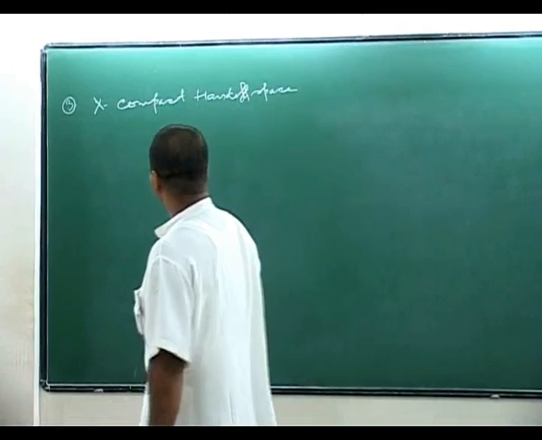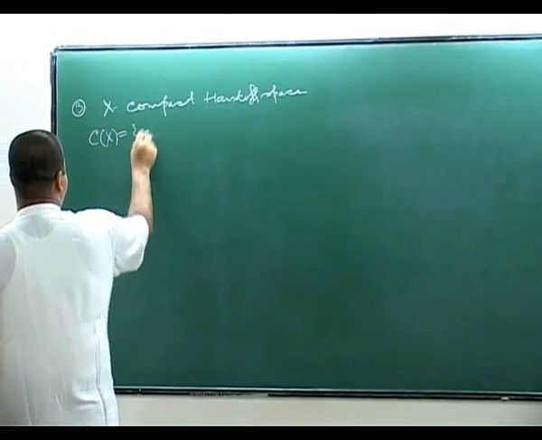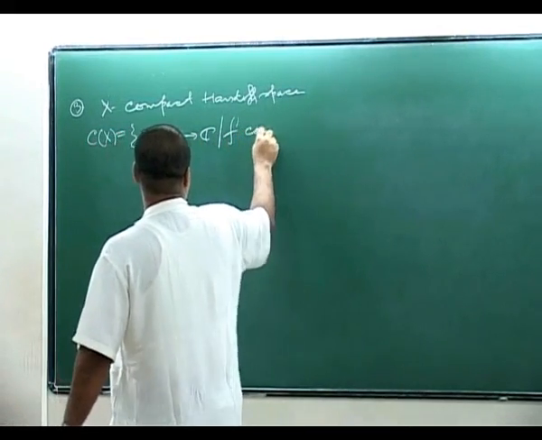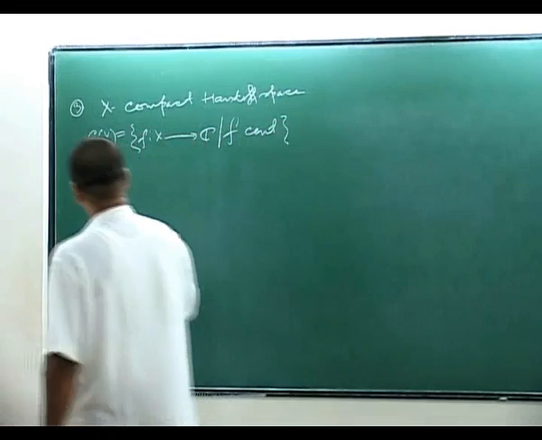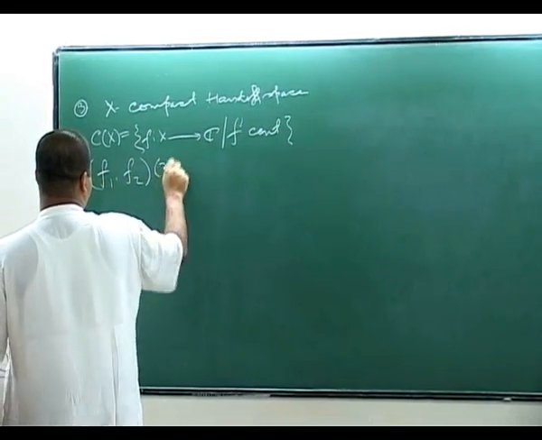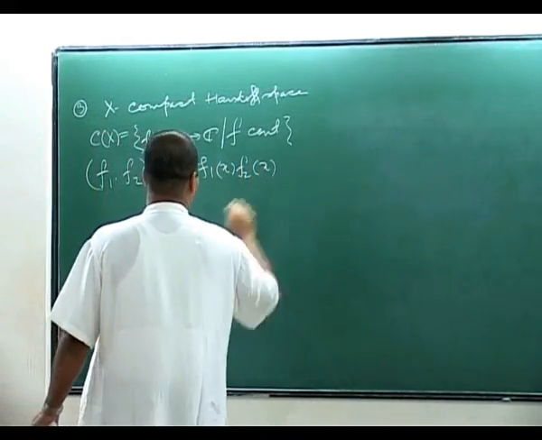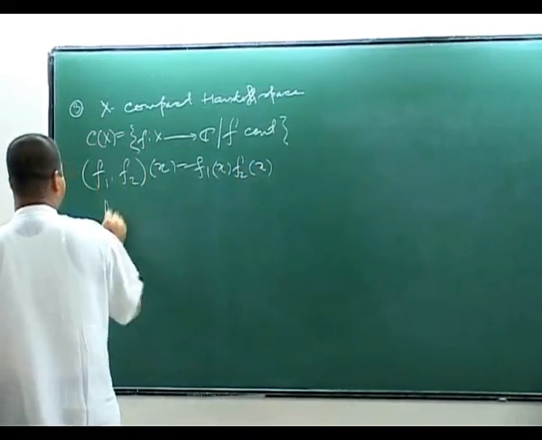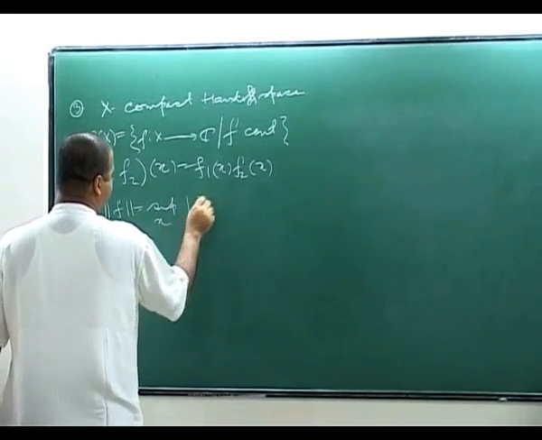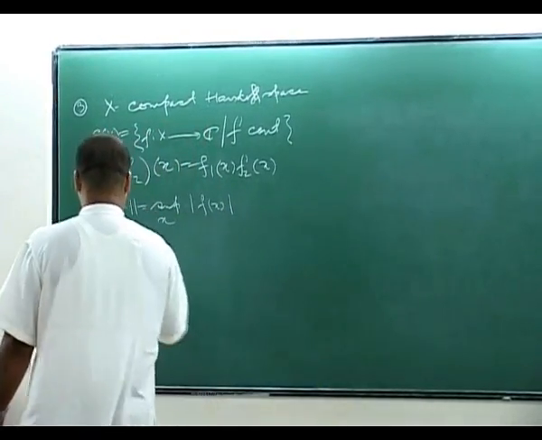You start with the compact Hausdorff space X and then consider C(X), the continuous functions. They are defined with pointwise multiplication. Then C(X) is the Banach algebra.